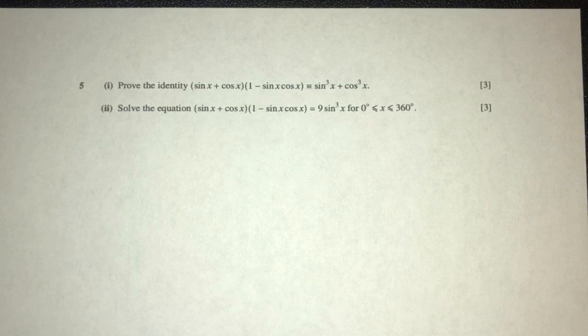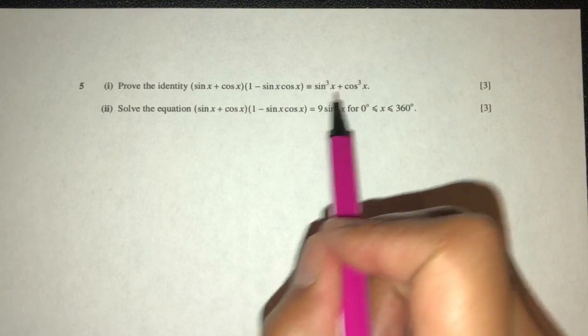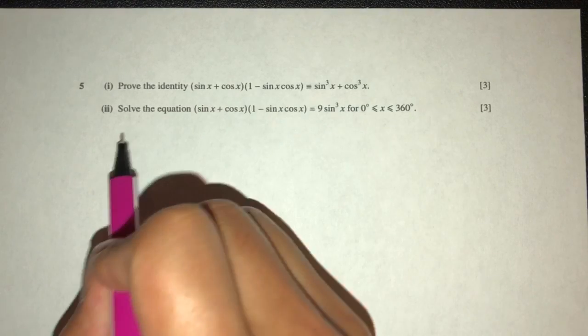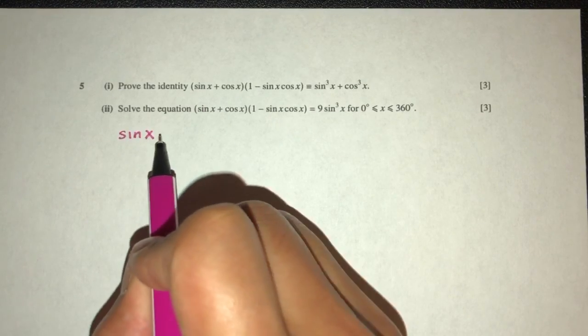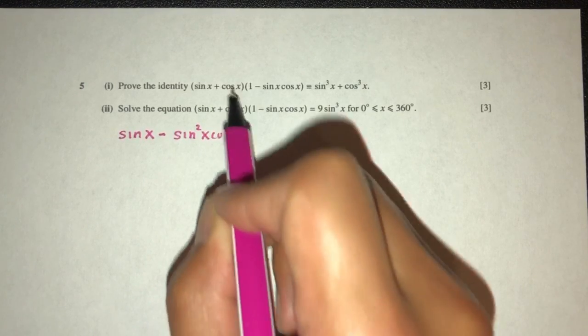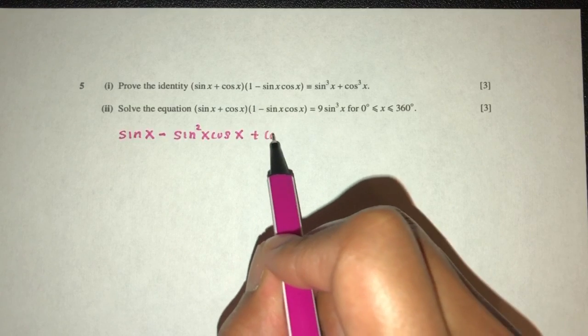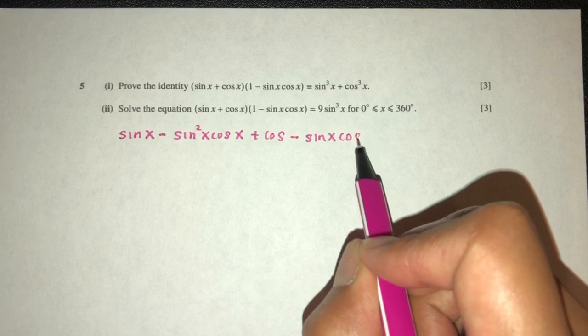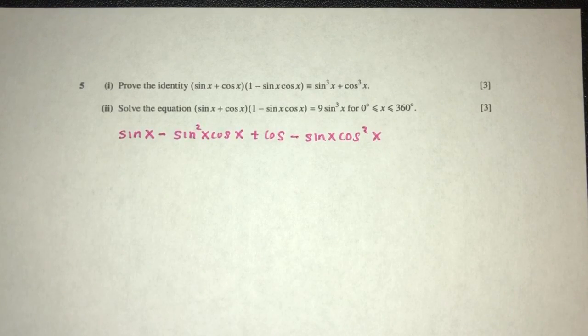Now let's move on to the next question. We have to prove the left hand side is equal to the right hand side. So step by step, let's first expand this. You'll have sine x times this, which will become sine x minus sine square x cos x. Then this time this will become plus cos x minus sine x cos square x. So let's see how we can simplify and see what that leads us to.